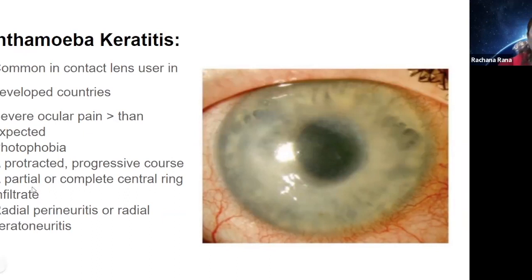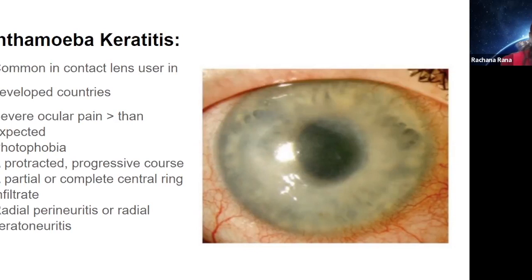In acanthamoeba keratitis, there is severe ocular pain. The symptoms are more than the signs. When you see the cornea, the infection is quite less, but the patient has intolerable pain. So in that case also, we have to think in the back of the mind that the patient can be suffering from acanthamoeba, because acanthamoeba keratitis is difficult to diagnose, so it is diagnosed very late.